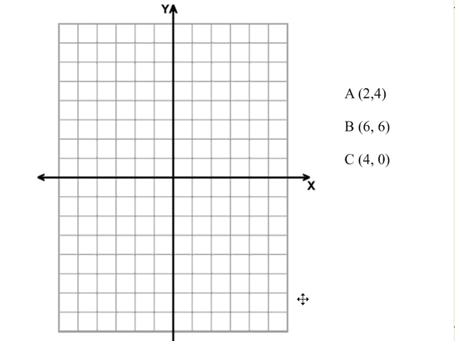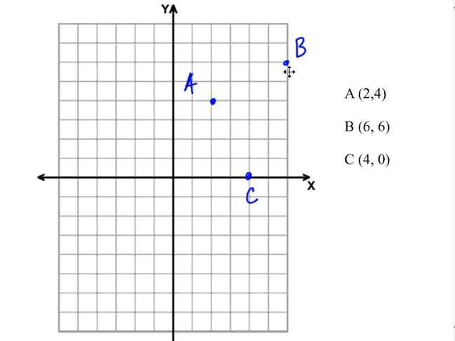So let's put some things together here, and let's put some points on the plane so we can practice finding some slopes. So first, let's plot the point 2, 4. 1, 2, and up 4. And we're going to label that point A. We're going to go to point B, which is 6 over and 6 up, and we'll label that point B. And then we'll have point C here.